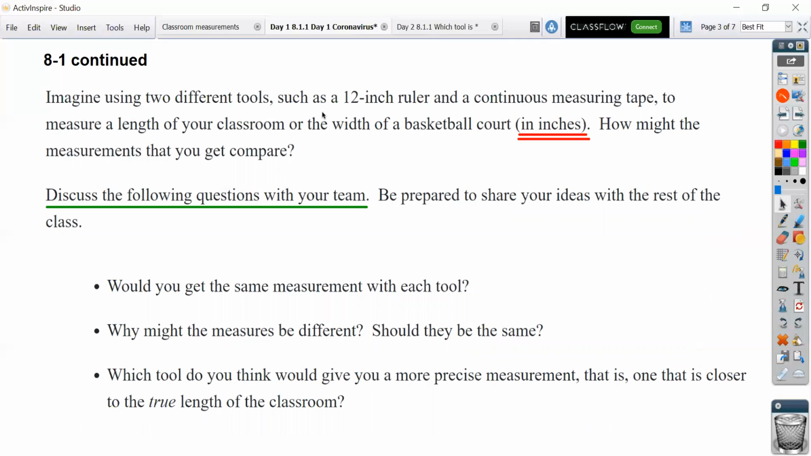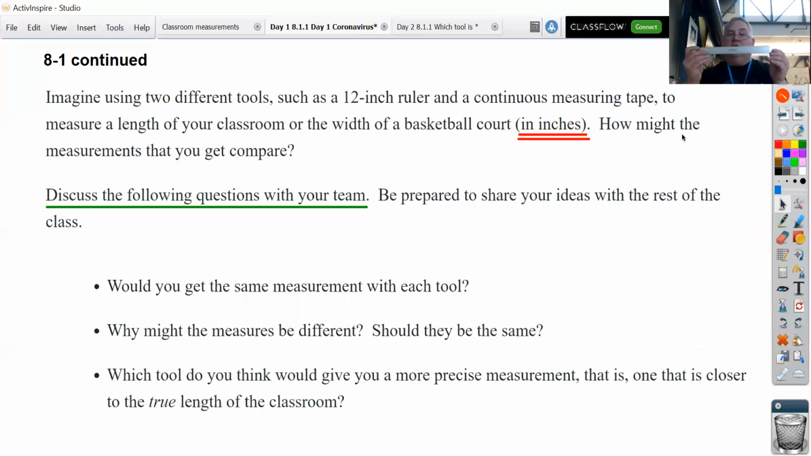Imagine using 2 different tools, such as a 12-inch ruler and a continuous measuring tape, to measure the length of your classroom or the width of a basketball court in inches. How might the measurements that you get compare? So we'll be using a 12-inch ruler, and I don't know if you can see this in the little video screen of me, but we're going to be using a ruler about this big.